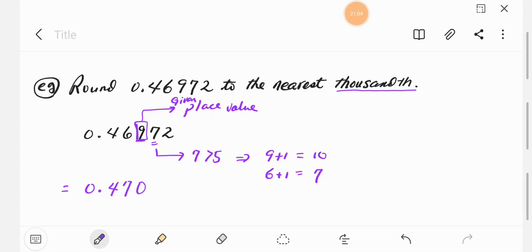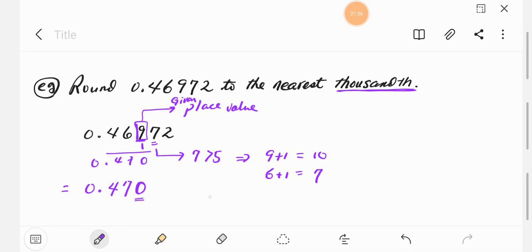0.470. Because when you add 1 to 9, what happens? This becomes 0, so 1 is carried. So 6 becomes 7, 4 point, and 0, right? Make sense? All right, then should we leave the 0 or drop this 0? Well, in this case, leave it, because you are rounding the number to the nearest thousandth, right? Thousandth. So make sure even if the thousandth value is 0, just leave it.